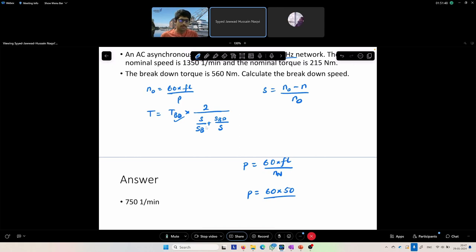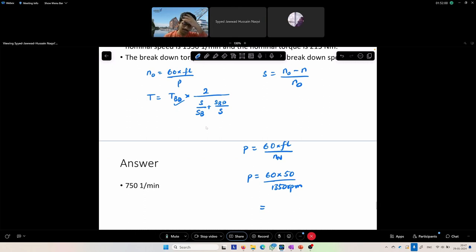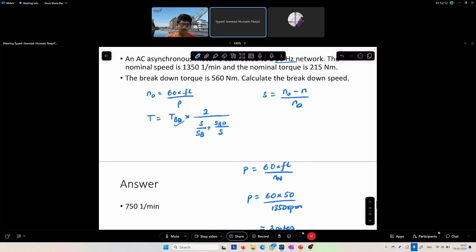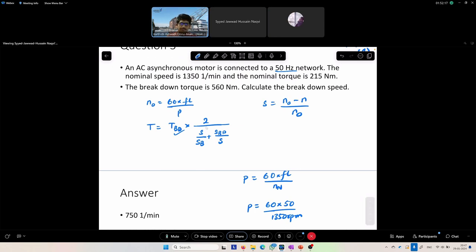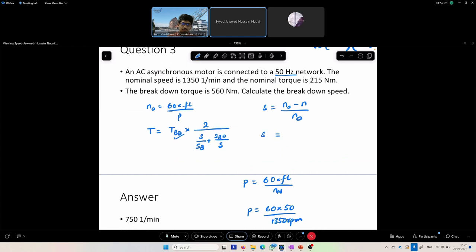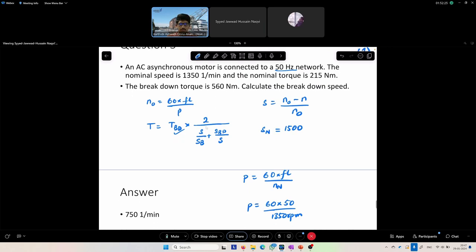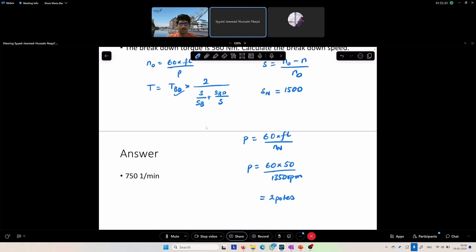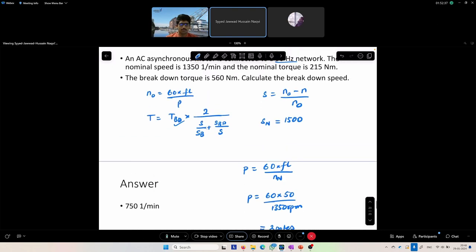Should I convert 1350 RPM into seconds? No conversion, the 60 is there already. So just keep it directly. So two poles. Okay, so we can calculate the nominal slip. N naught is 1500, 60 × 50 divided by 2 is 1500. Then 1500 minus 1350.